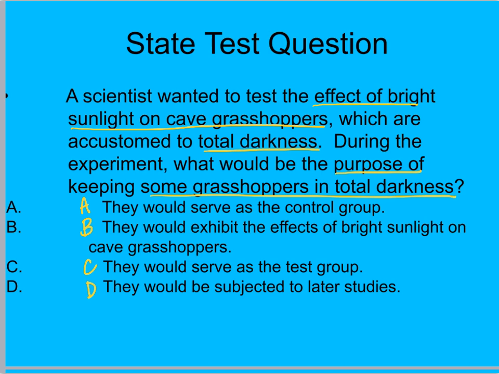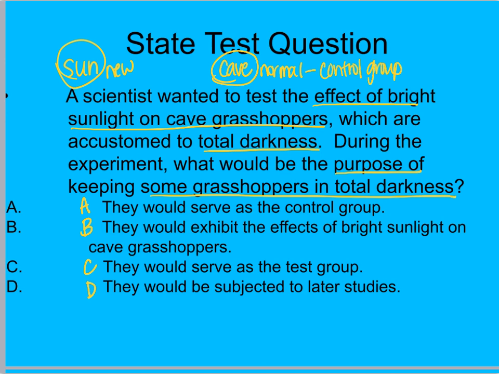Okay, so basically you have two groups. You got cave grasshoppers, and some of them are going to be in the sun, and some of them are going to be in the cave. What's normal for the cave grasshoppers? The cave. So this is what's normal. This is what's new. The sun is new. So what did I say the normal group was? Control group. So we keep them in the cave for our control group. We put the ones in the sun as our experimental group. So I can compare the two.